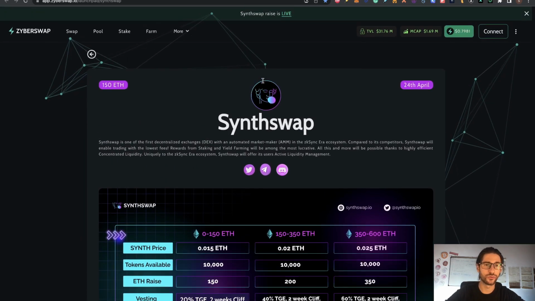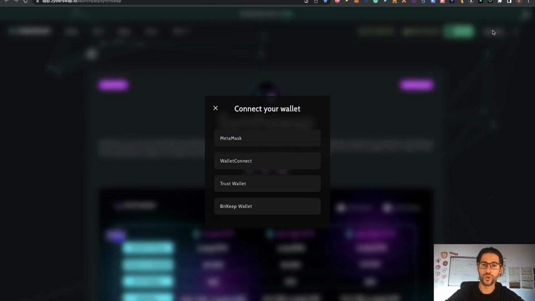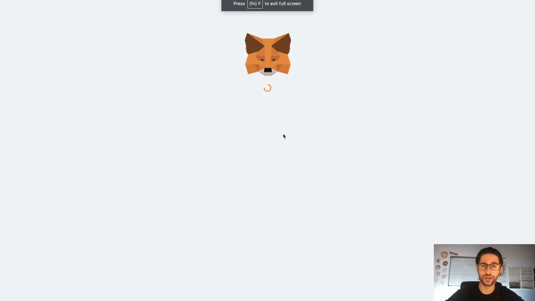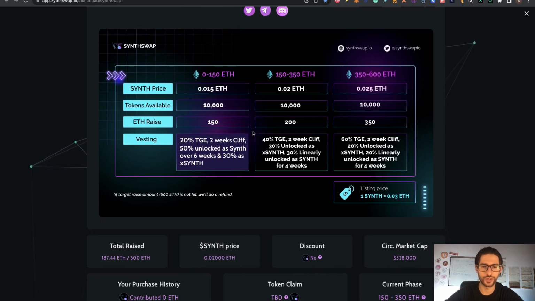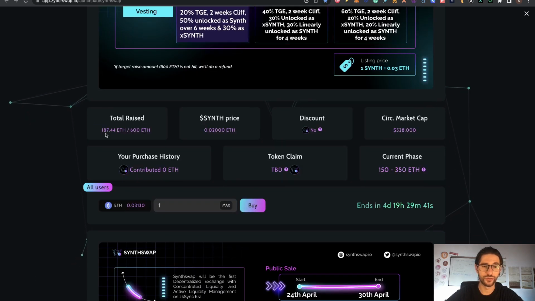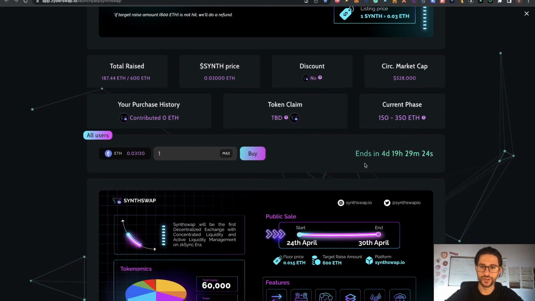And like I said, if we go to the launchpad, now you can connect your wallet here to see all the information correctly. And now you can see the price table here. From 150 to 350, the price is 0.02 Ethereum per token. Right now the total raised is 187 Ethereum, at the same price, 0.02. The circulating market cap is 528,000, so it's really low. And this ends in 4 days and 20 hours at the time of recording. So you can still buy here.